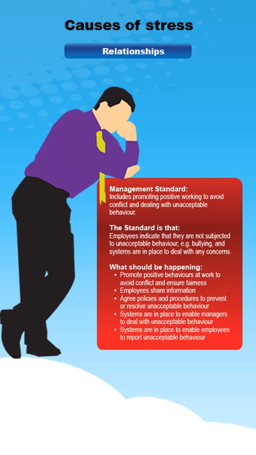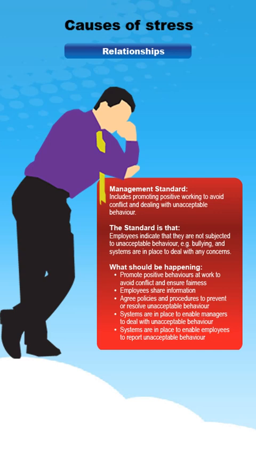Relationships. Management standard includes promoting positive working to avoid conflict and dealing with unacceptable behavior. The standard is that employees indicate that they are not subjected to unacceptable behavior, for example, bullying, and systems are in place to deal with any concerns.